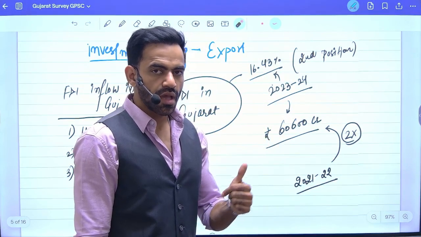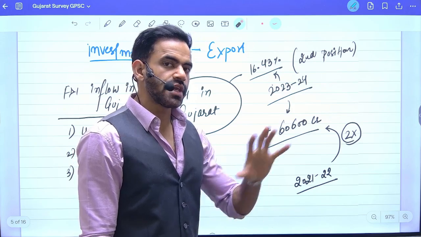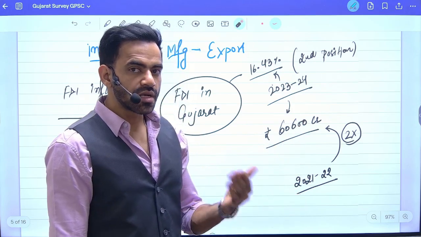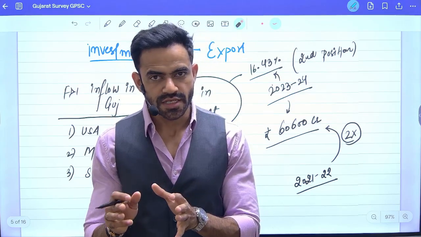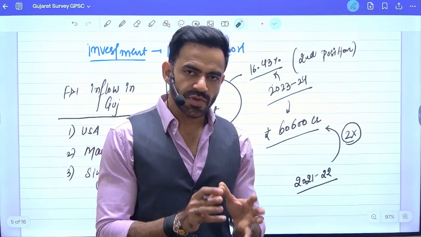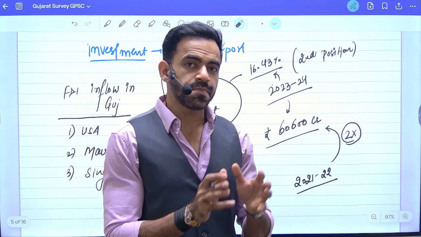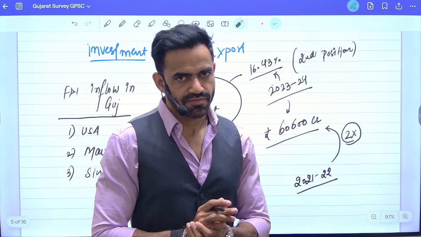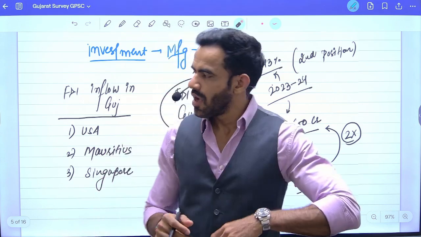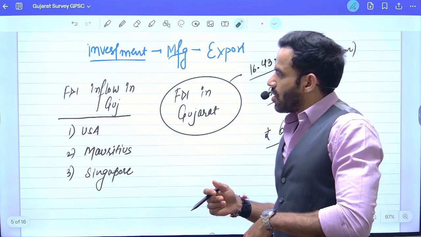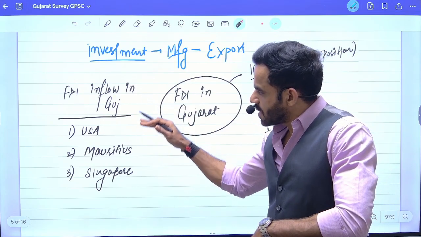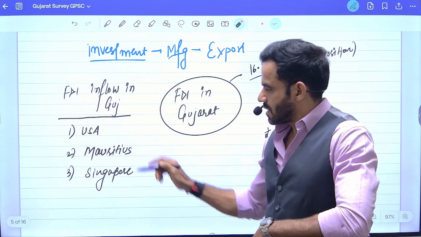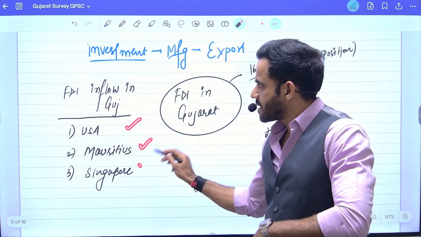So 60,000 crore, roughly 16% of India's FDI, roughly 30% of India's export, roughly 8% of India's GDP, roughly 6% of India's area, roughly 5% of India's population. That is Gujarat. Okay. Now, in terms of FDI inflow in Gujarat, these are the top 3 investors in Gujarat: USA, Mauritius, and Singapore.